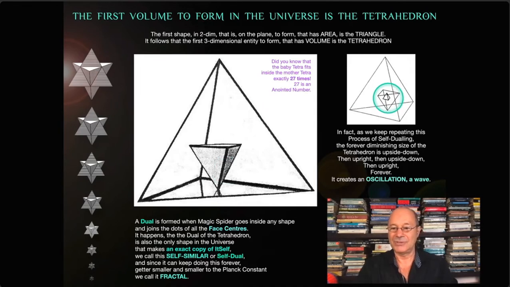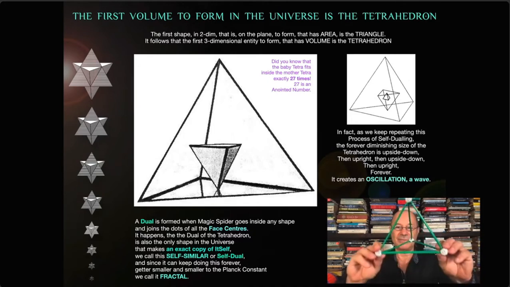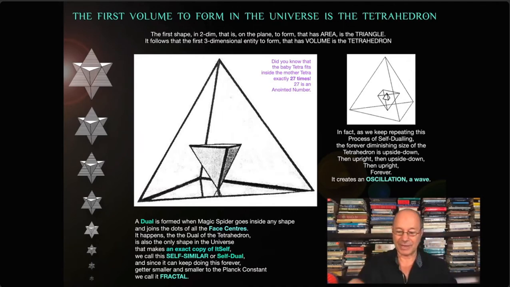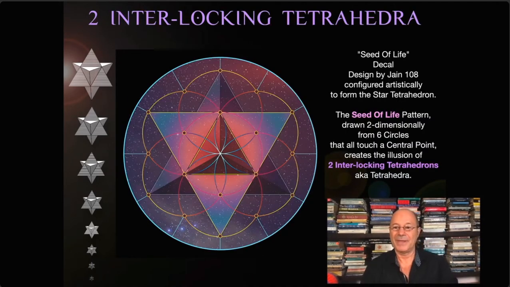And if we keep doing this self-dual examination, it keeps making a smaller and smaller copy of itself, but it goes upright, reversed, which is kind of like an oscillation. It's a wave. So the tetrahedron is the fundamental building block of creation, and I wanted to thank Zoom for sending me all these beautiful structures so that we could illustrate what I'm talking about.